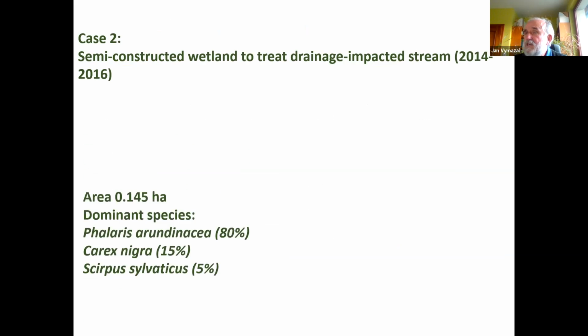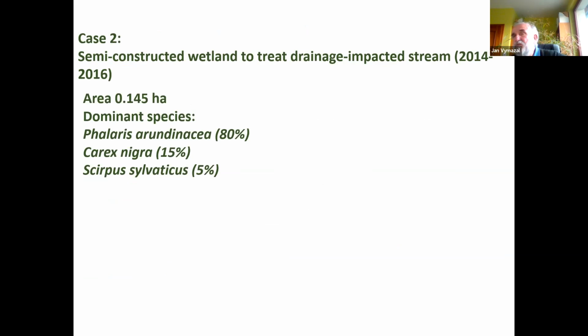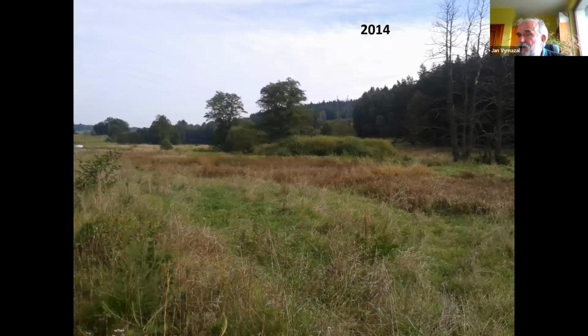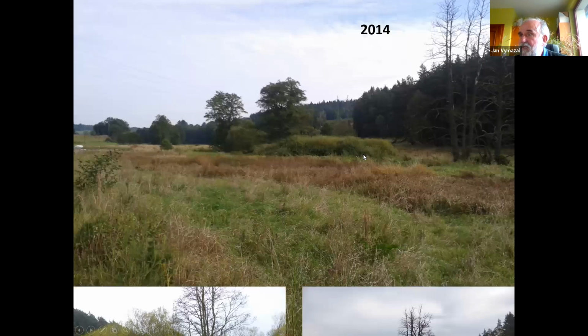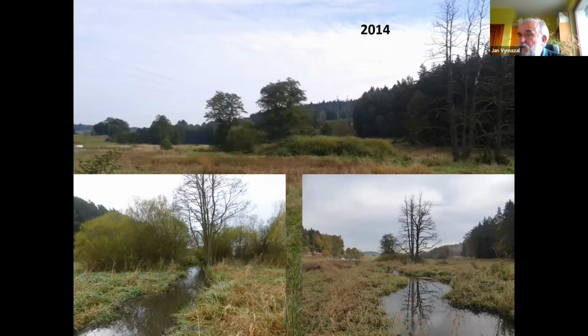Case number 2 was about 100 kilometers south of Prague, and we had a roughly 0.15 hectare wetland, and we had 3 dominant species: Phalaris arundinacea, Carex nigra, and Scirpus sylvaticus. And this is the wetland. It's a natural wetland along the stream, which is here, and this is the stream in 2014.